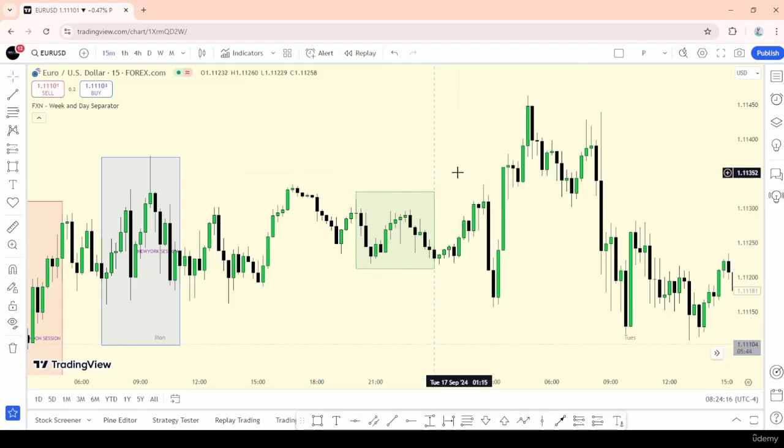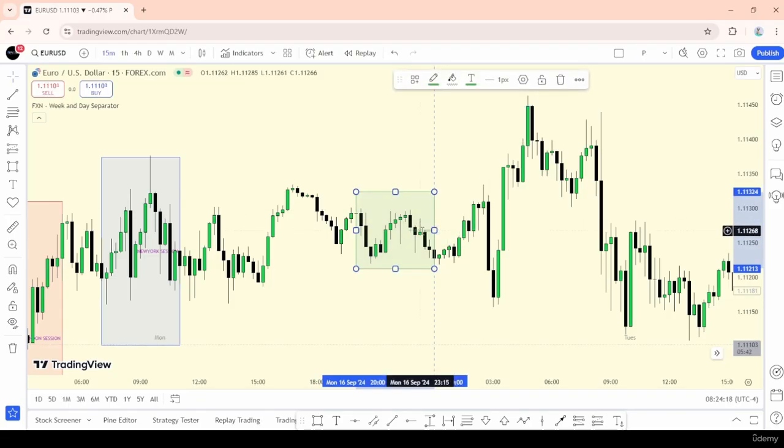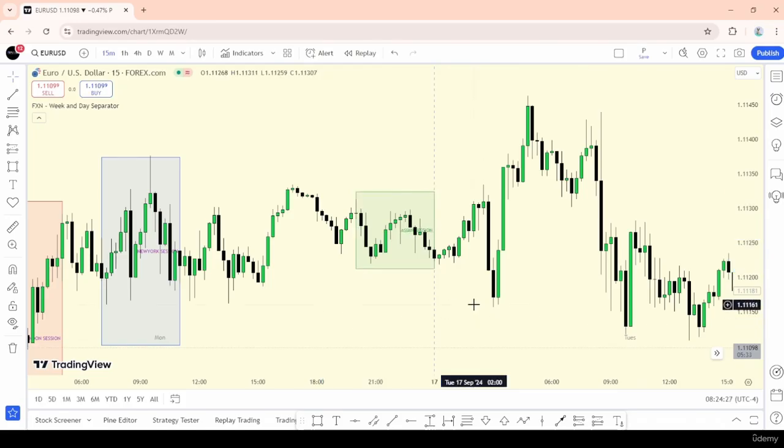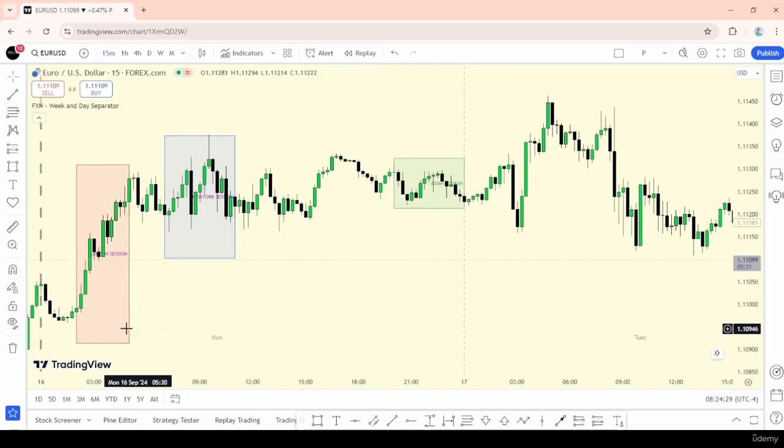It has not changed. Yeah, color green. So this will be Asian session. So this will help us to understand how the market moves each and every day, the impact it makes, and when you come back, even after the week has ended, you'll be able to notice what the market does in each and every session.